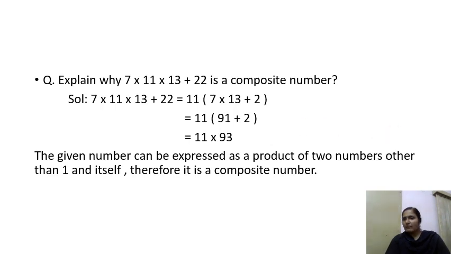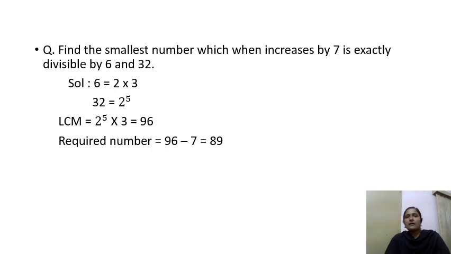Okay. Now moving on to the next question. The next question is: find the smallest number which when increased by 7 is exactly divisible by 6 and 32. Now, the first thing is, whenever you get any question, you have to think whether you have to find the HCF or the LCM. For that, read the question carefully. What is written there? Find the smallest number which when increased by 7 is exactly divisible by 6 and 32.